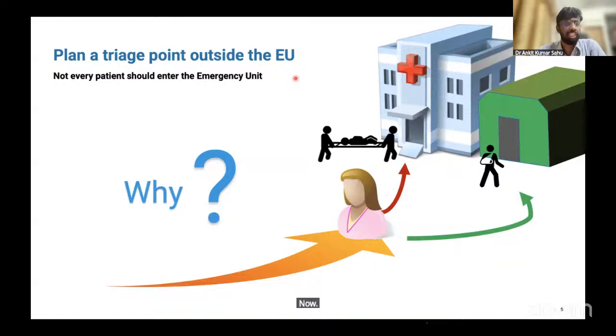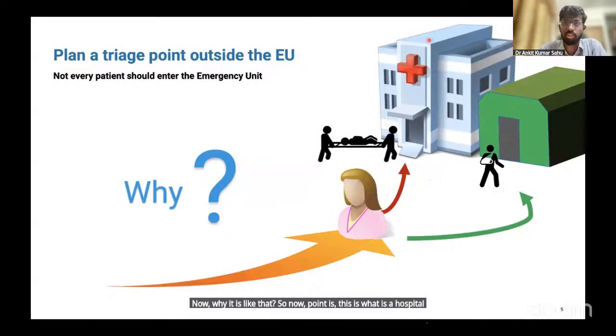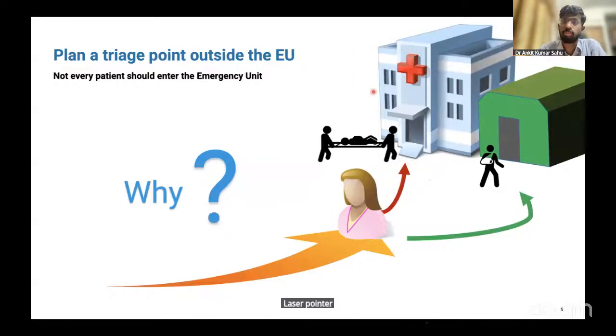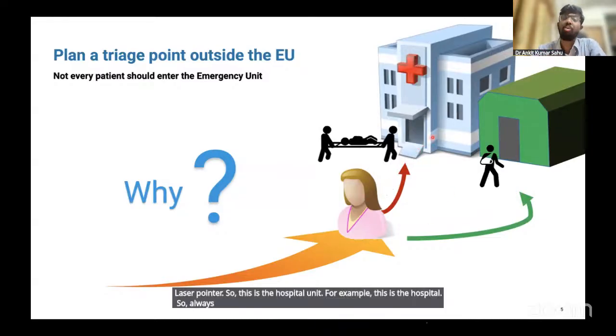Now, why is it like that? So now the point is, this is the hospital. I think you can see my slide laser pointer. So this is the hospital unit. For example, this is the hospital. So always put a triage outside the hospital so that you can divide the sickest patients and non-sickest patients before entering into the emergency unit.